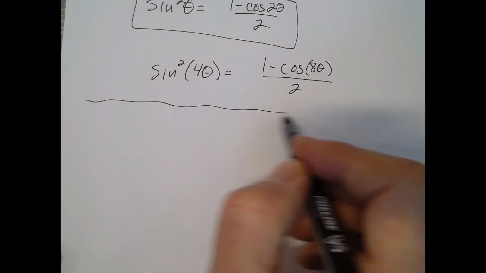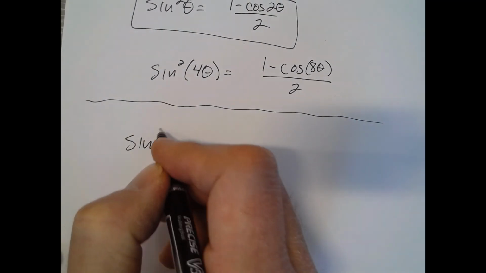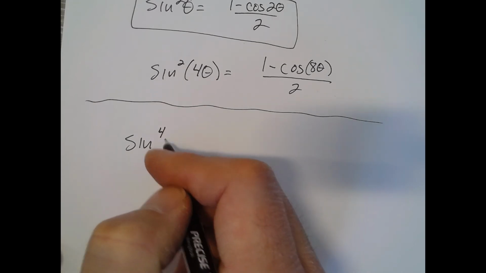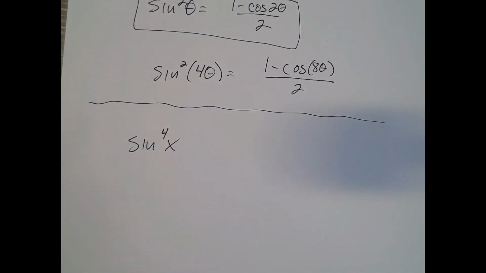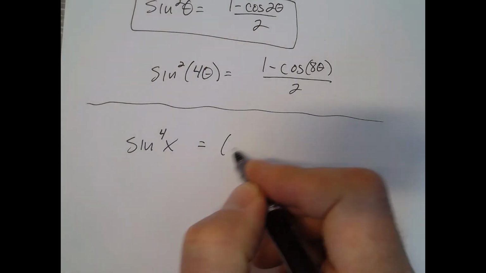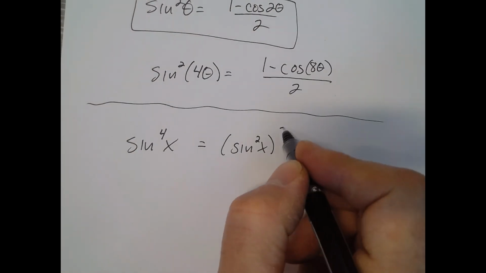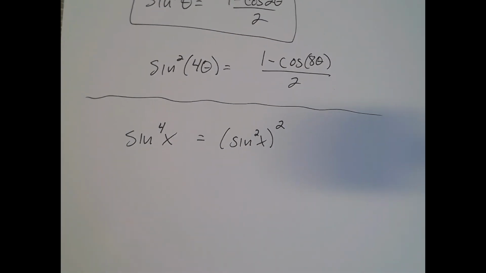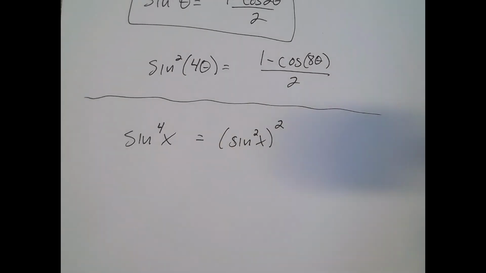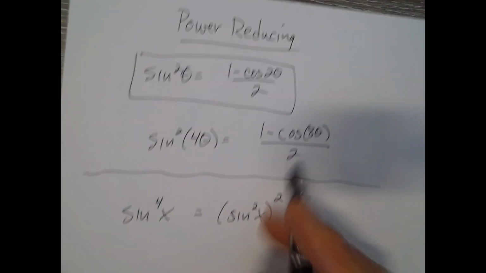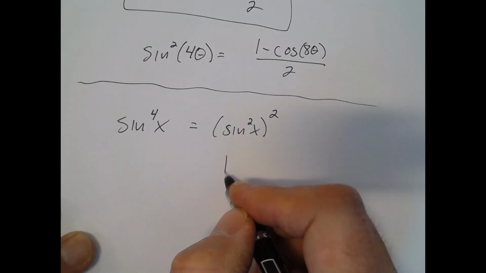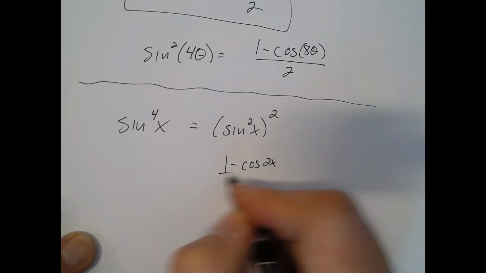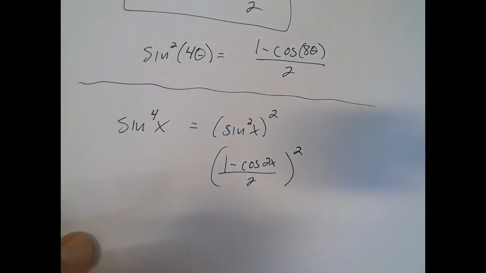You'll typically see a problem like this. I'll use x's instead of theta. So how do I rewrite sine to the 4th of x? So sine of x, the quantity to the 4th power. Well, we know that that is equal to sine squared x, squared. Right? Sine squared squared is sine to the 4th. So sine squared, we already know, is 1 minus cosine of 2x over 2, squared. Are you with me?